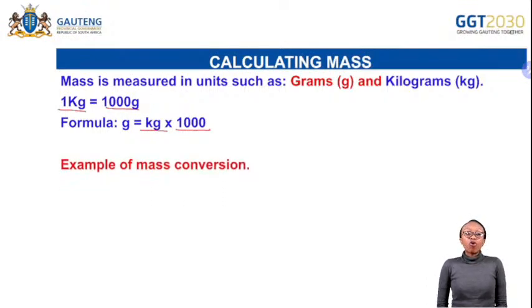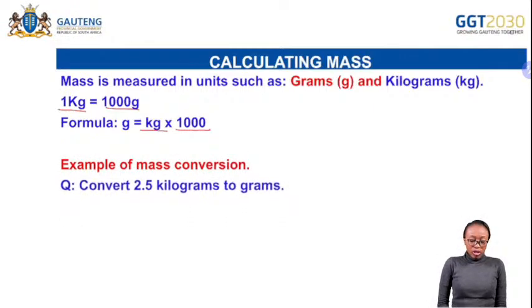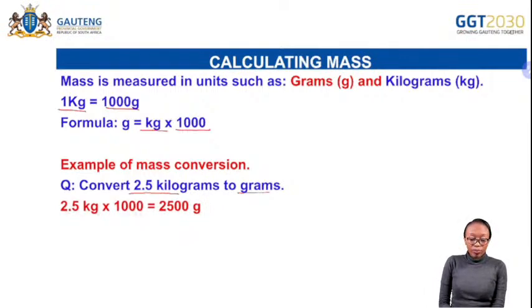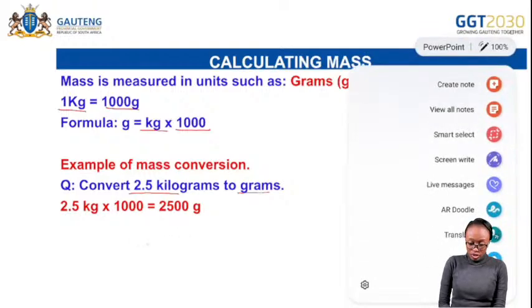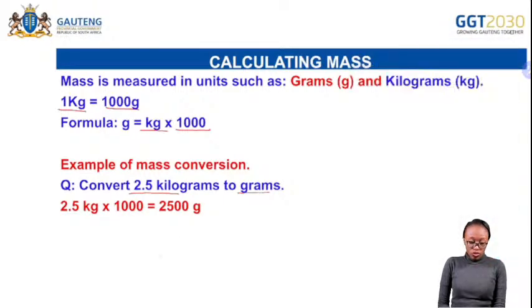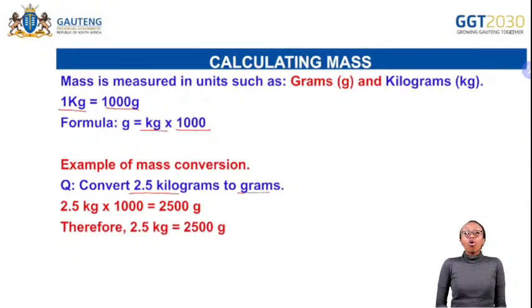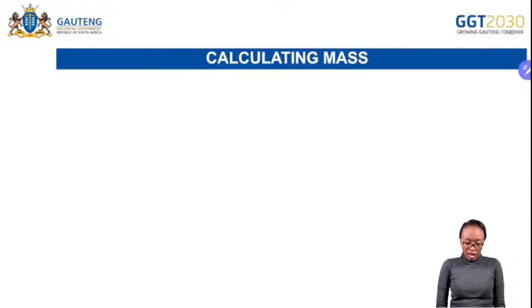Here is an example of mass conversion. The question reads, convert 2.5 kilograms to grams. Applying the formula above, we say 2.5 multiplied by 1,000, and that will give us 2,500 grams. Therefore 2.5 kg is equal to 2,500 grams using the formula above.